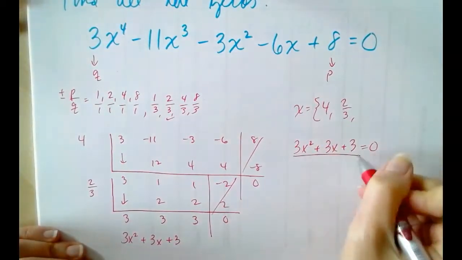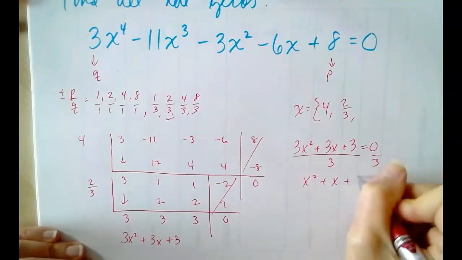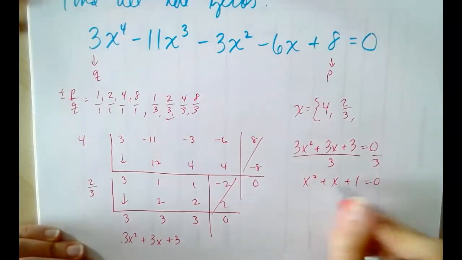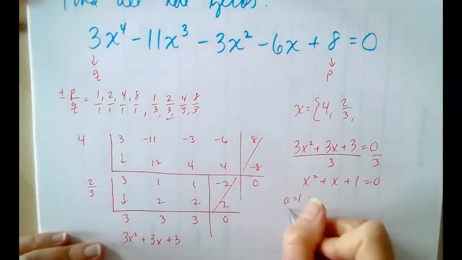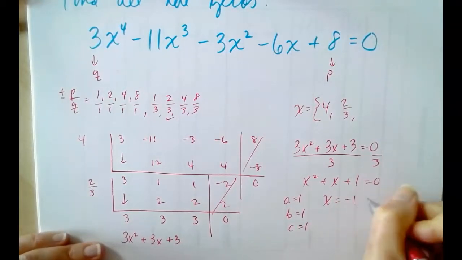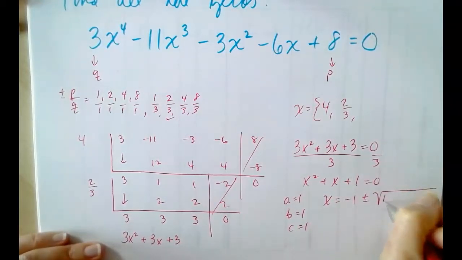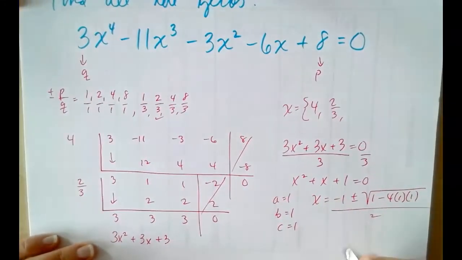First thing I'm going to do, I'm dumping the 3's. X squared plus x plus 1 equals 0. Now, this is not factorable, but it can easily be solved by the quadratic formula. A equals 1, B equals 1, C equals 1. X equals opposite of B plus or minus the square root of B squared minus 4 times A times C, all over 2 times A. Simplify.